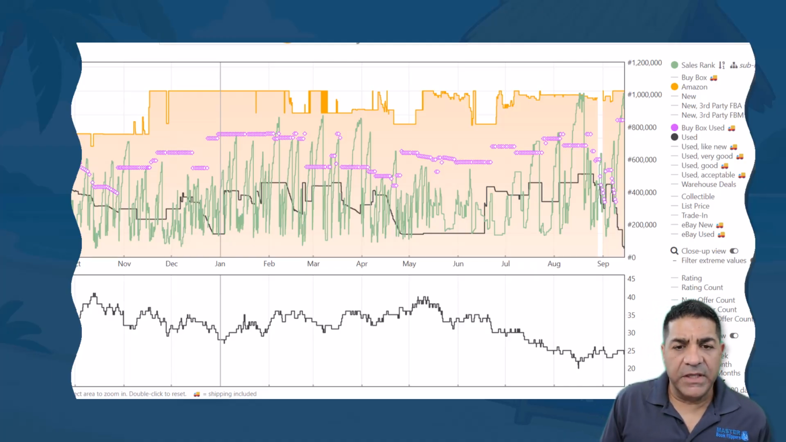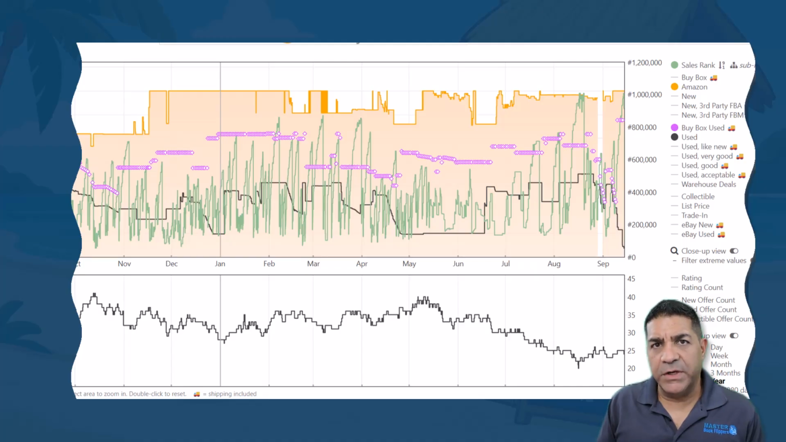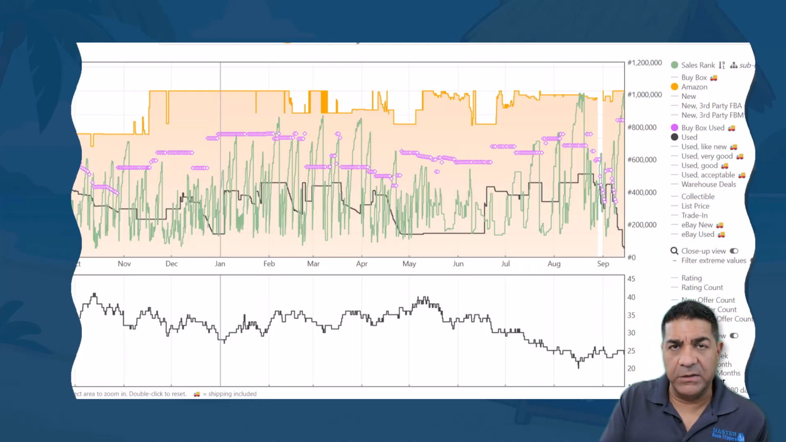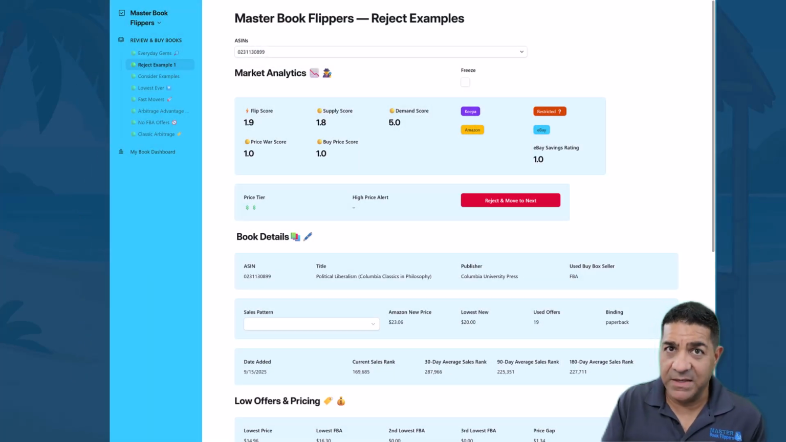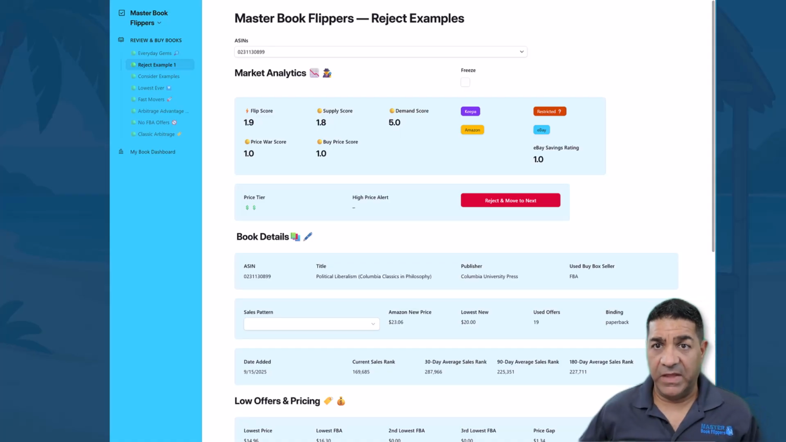When we look at the Keepa chart, what you want to say to yourself is one of 2 things: either I'm going to reject this book by looking at the Keepa chart, or I'm not going to reject it. Keep in mind, not rejecting it doesn't mean you're going to buy it. That's why within our software, what we built right up front is this giant rejection button, and we're rejecting it based upon the Keepa chart.